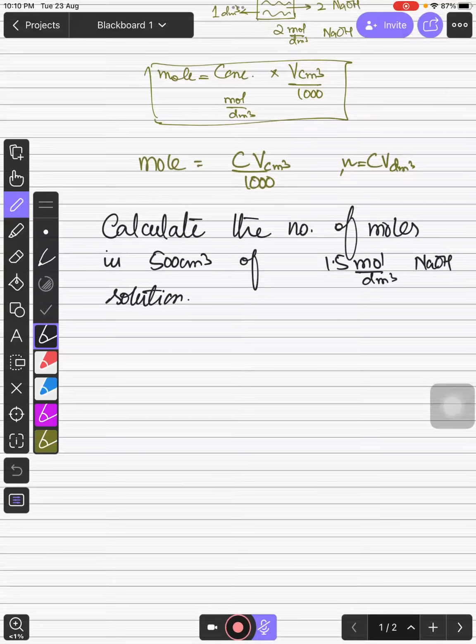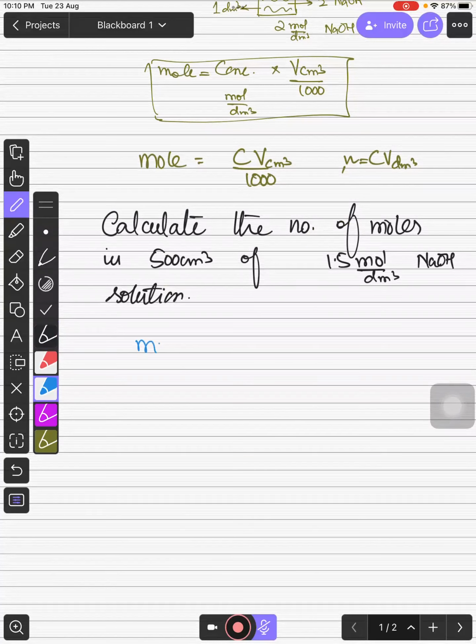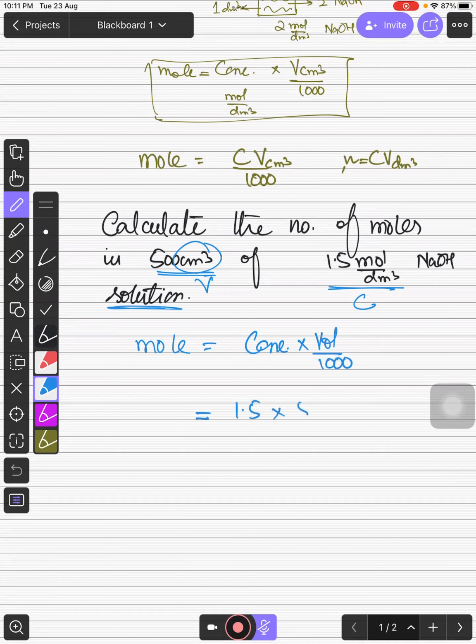Now it's pretty simple for you, you know that you have a formula. आप क्या करोगे, आप बोलोगे सर that's not a big deal for us, moles, और अगर आपको वॉल्यूम भी गिवन हो और कॉन्सेंट्रेशन भी आपको गिवन हो और वॉल्यूम सेंटीमीटर क्यूब में गिवन हो, so you know that concentration into volume and volume should be divided by 1000. We can solve this. Concentration is 1.5 and the volume is 500 divided by 1000. So what will be the answer? I think it is 3 moles, right or not?